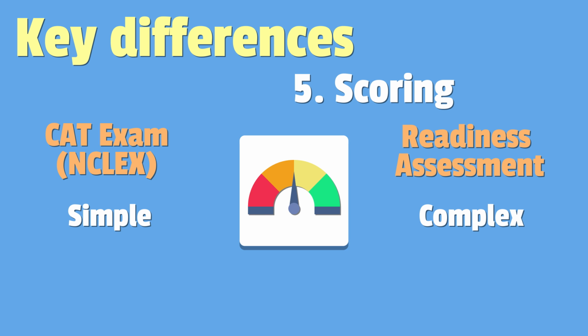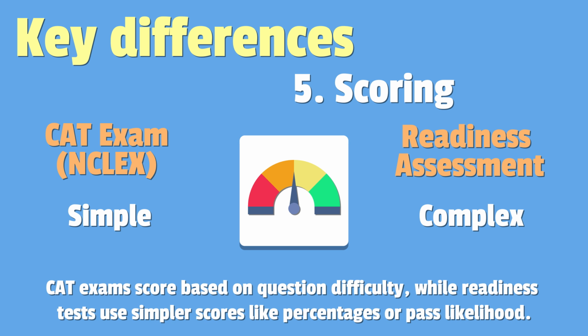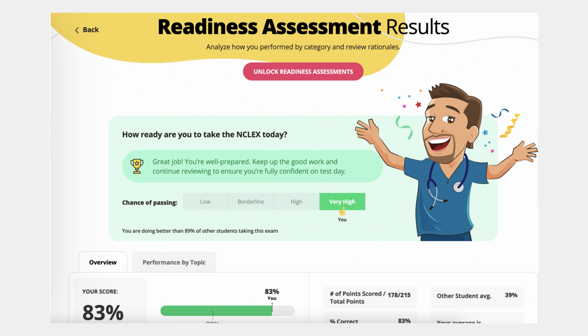Next, let's talk about scoring. CAT exams use a complex algorithm to determine your score based on the difficulty of questions you've answered correctly. Readiness assessments often use a simpler scoring system, giving you a percentage or a likely to pass indication. So here's an example of SimpleNursing's pass prediction scale.